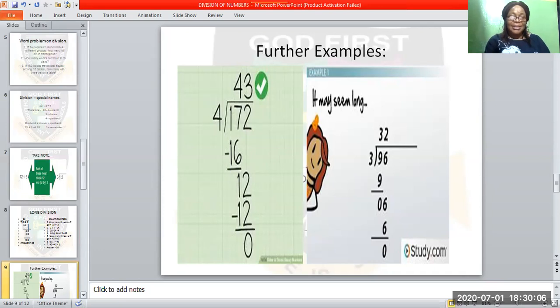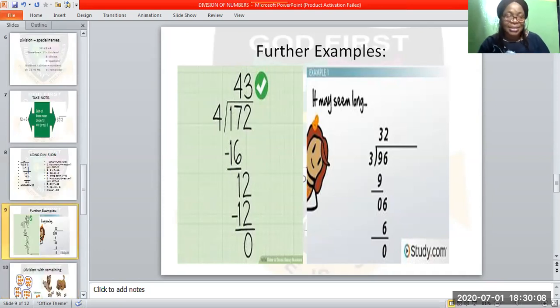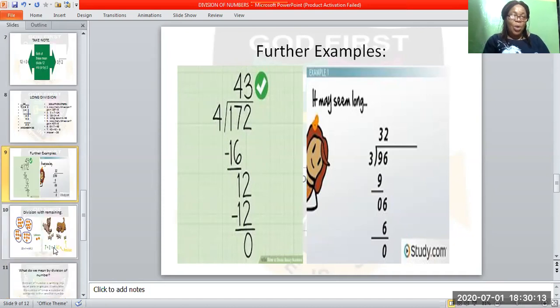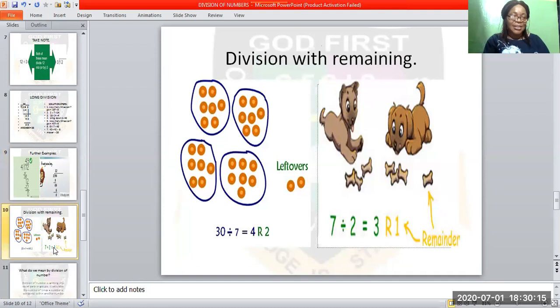Are we clear on that? Beautiful. Now let's move on to see what we have on our slide.